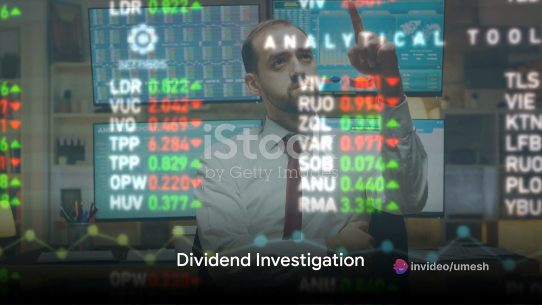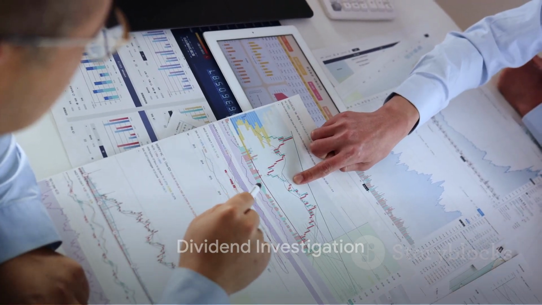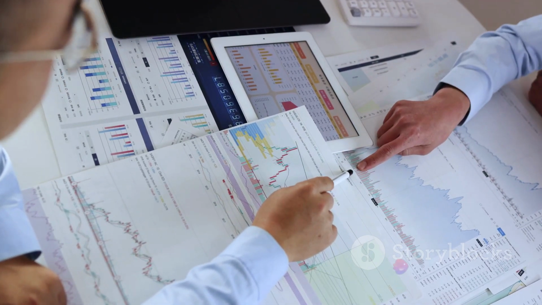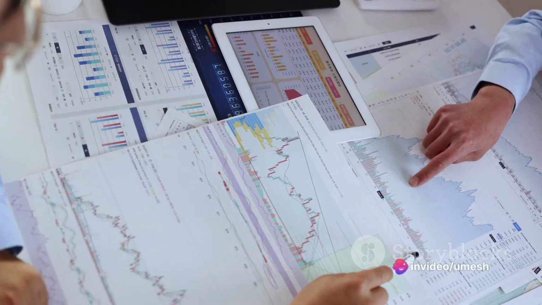For those seeking income, investigate a company's dividend history. A consistent or growing dividend payout can be indicative of financial stability and a commitment to shareholder returns.